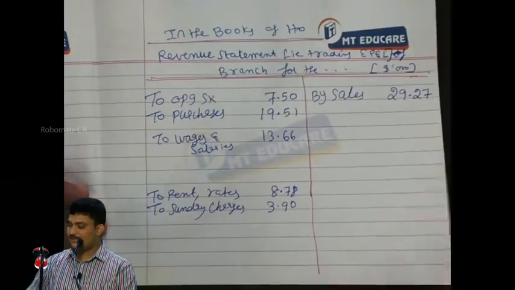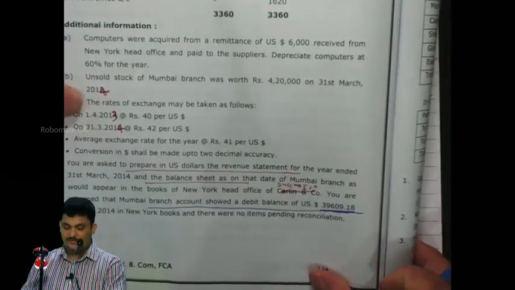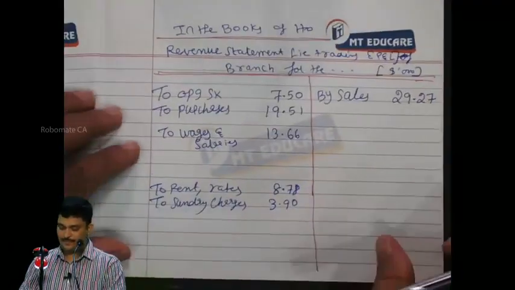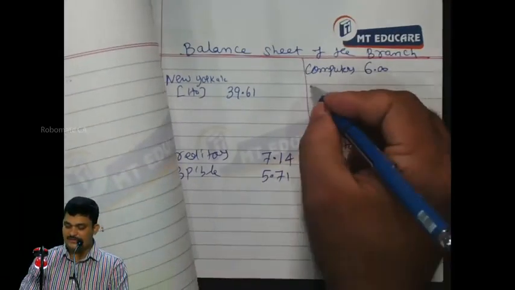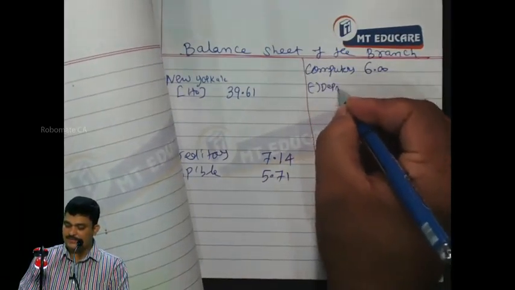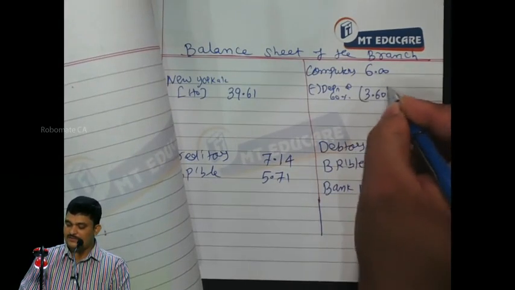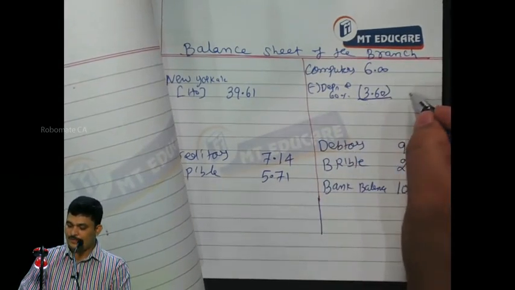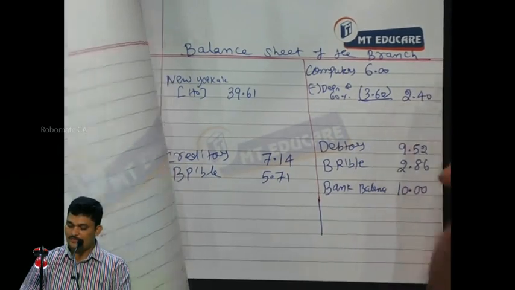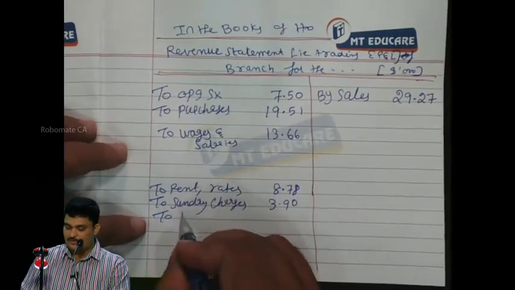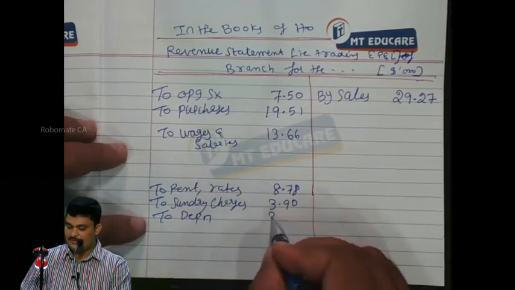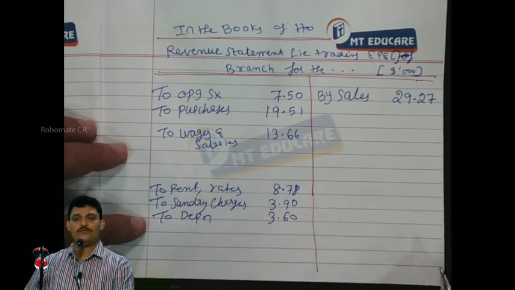Now listen, there are certain adjustments. First, they are giving information about depreciation. Listen, friends, less depreciation at 60%, 3.60. Outer column 2.40. To depreciation 3.60.